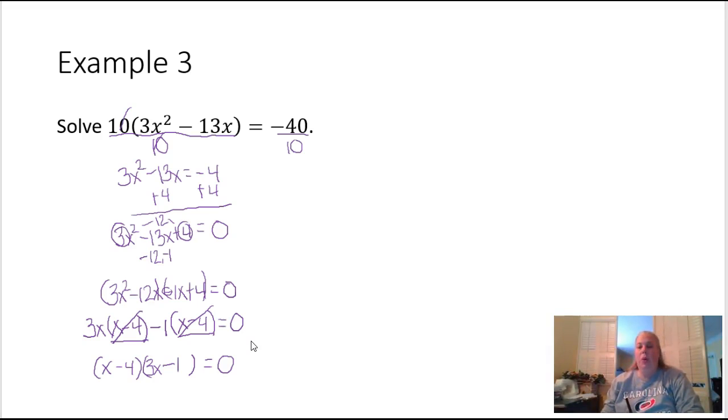Now we're going to use our zero product property, which said that if we're multiplying two things together and the product is 0, then one of them has to be 0. So I'm going to use the fact that maybe x minus 4 is going to be the one that's actually equal to 0, or maybe it's the other parentheses, 3x minus 1, that's going to be equal to 0. And then we'll solve these equations.